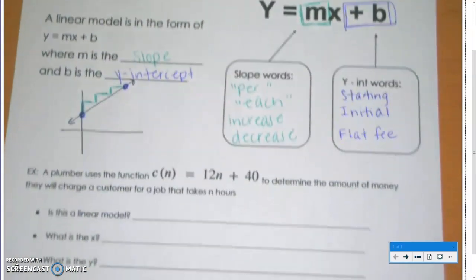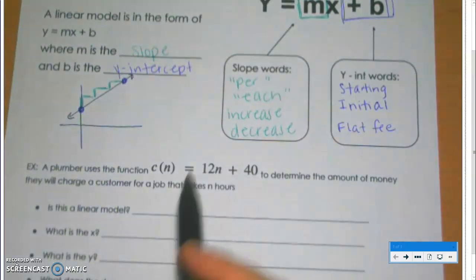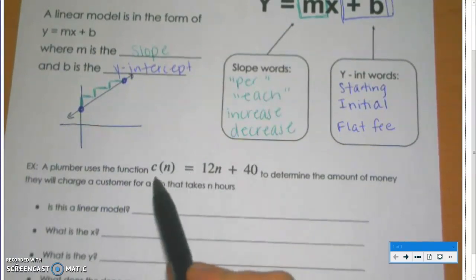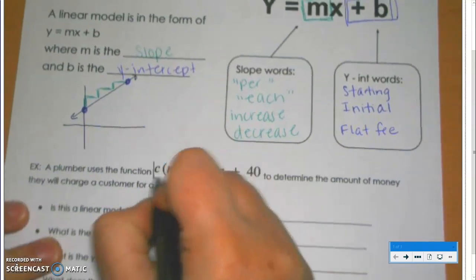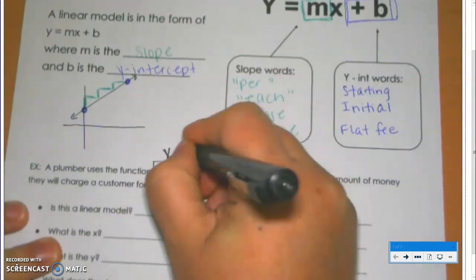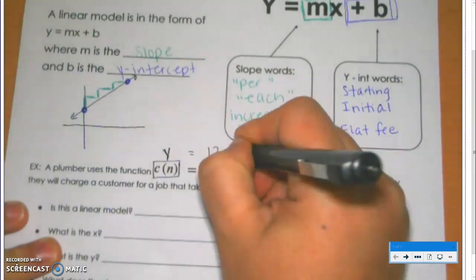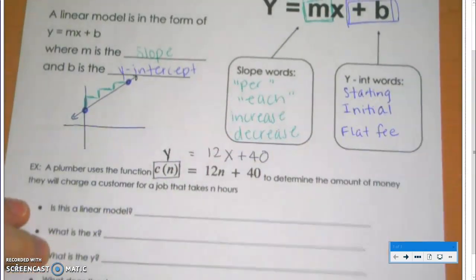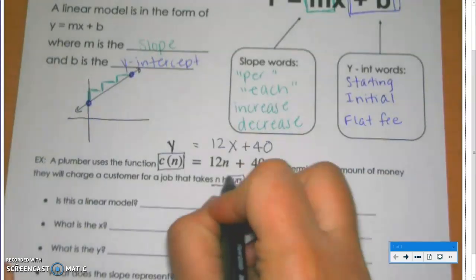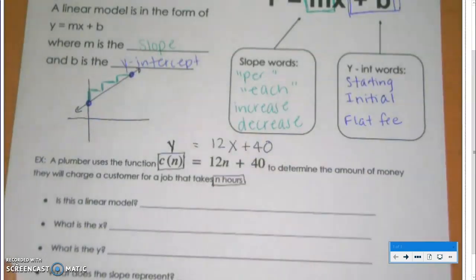All right, so here we have a plumber uses the function C of n equals 12n plus 40. So I can tell right away that this looks like y equals mx plus b. I can replace this with y, and then I can rewrite 12n as 12x plus 40. So this is linear. The plumber uses that function to determine the amount of money they will charge a customer for a job that takes n hours. That part is important to know what the n, which I changed to the letter x, stands for.